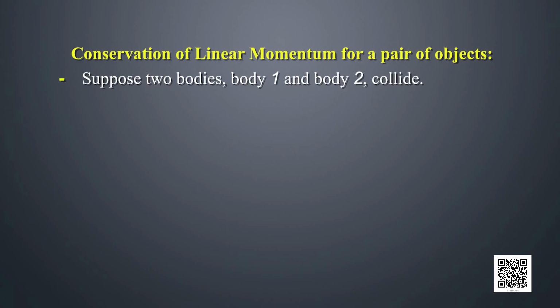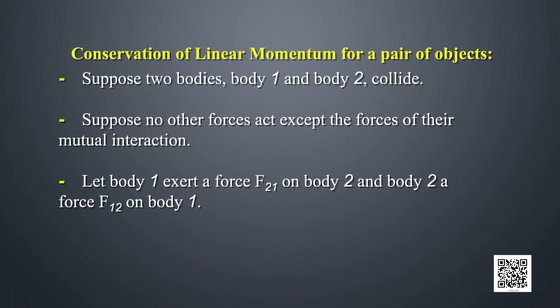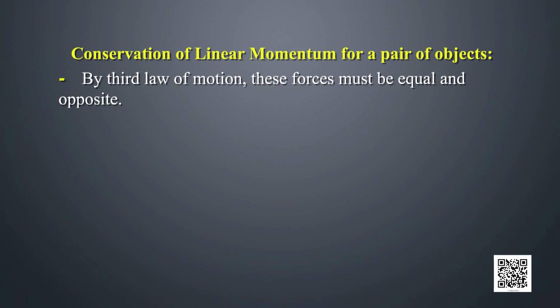Suppose two bodies, body 1 and body 2, collide. Let us further suppose that no other forces act except the forces of their mutual interaction. Let body 1 exert a force F21 on body 2 and body 2 exert a force F12 on body 1. By the third law of motion, these forces must be equal and opposite. Thus, we get F12 equal to minus F21.